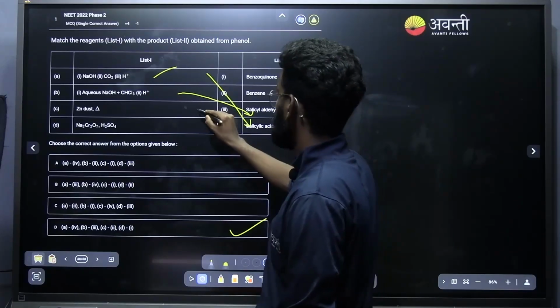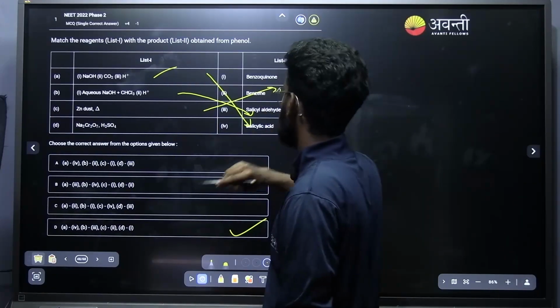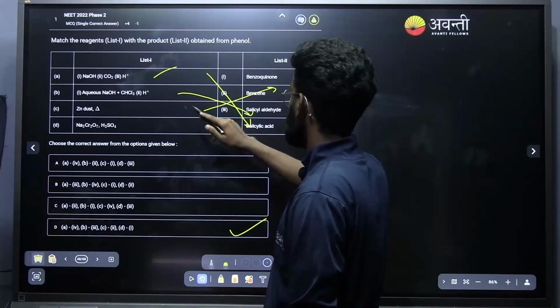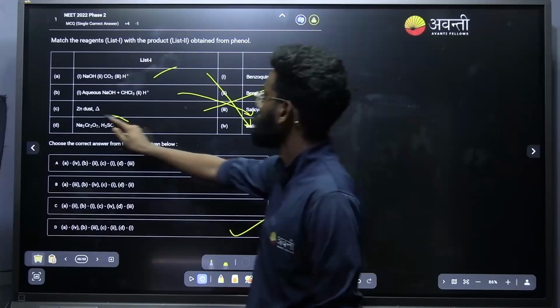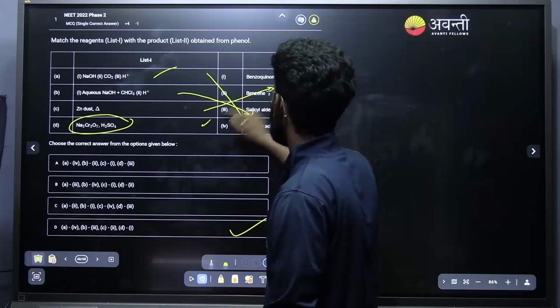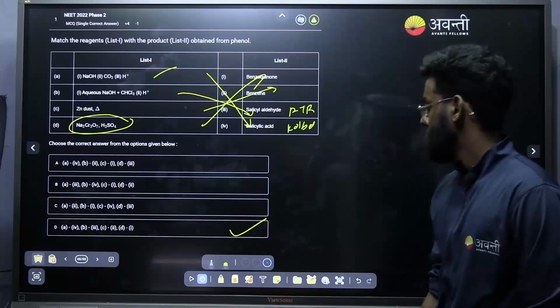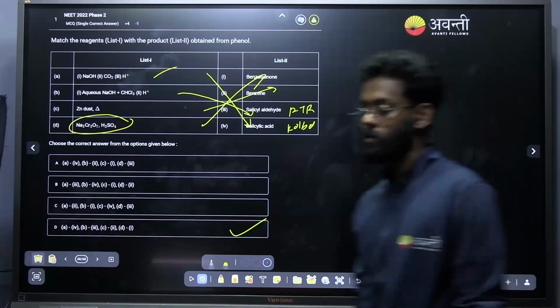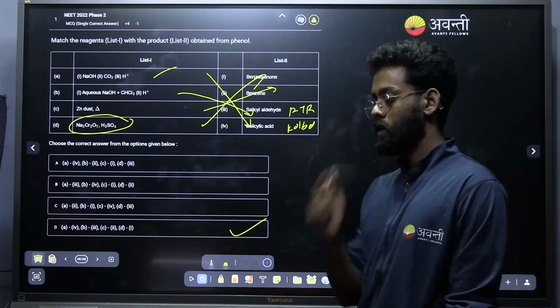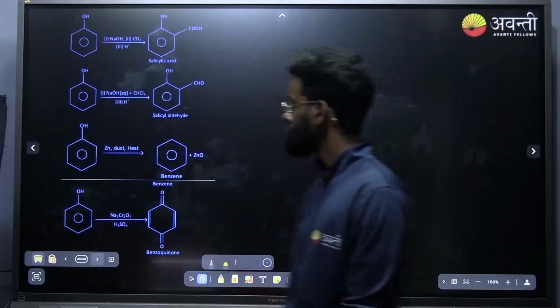Then zinc dust. That also we discussed. Phenol on treating with zinc dust, we will be getting benzene. Then Na2Cr2O7, oxidation of phenol. We will be getting benzoquinone. So that is my answer. Shall I move to the next question? Do you have a complete idea? Yes.